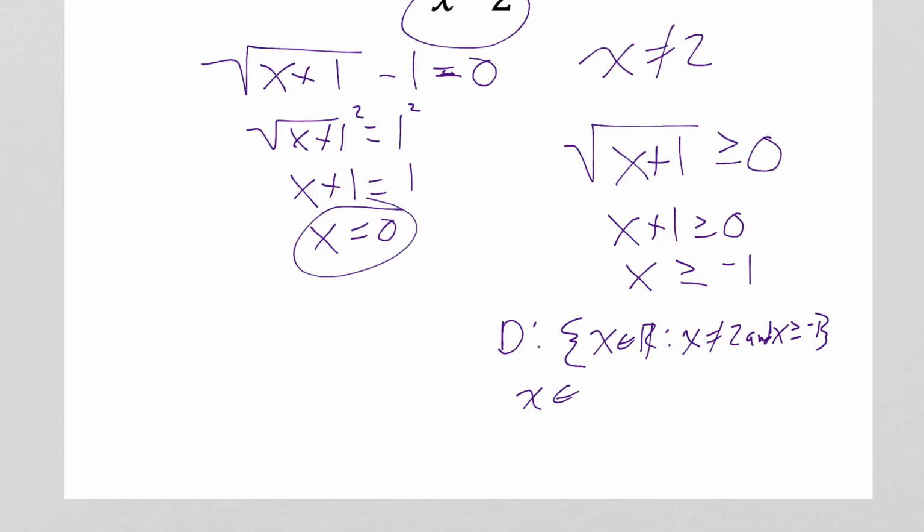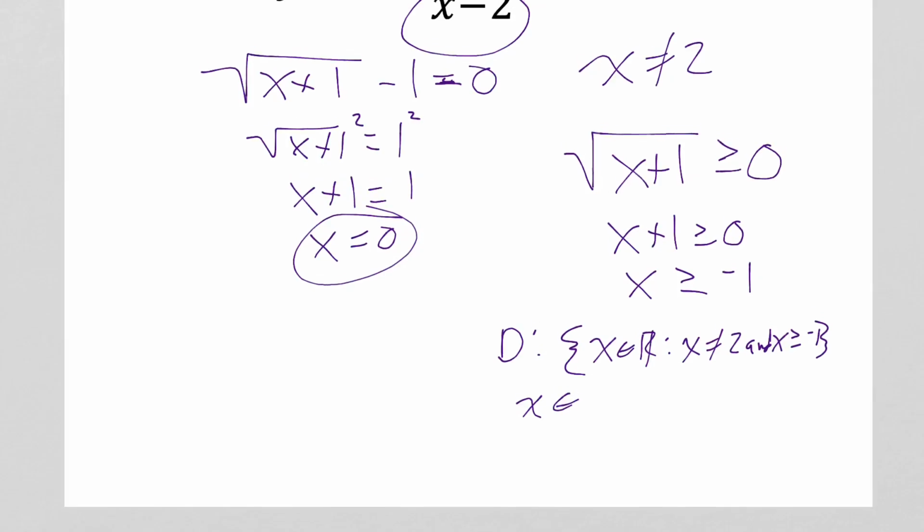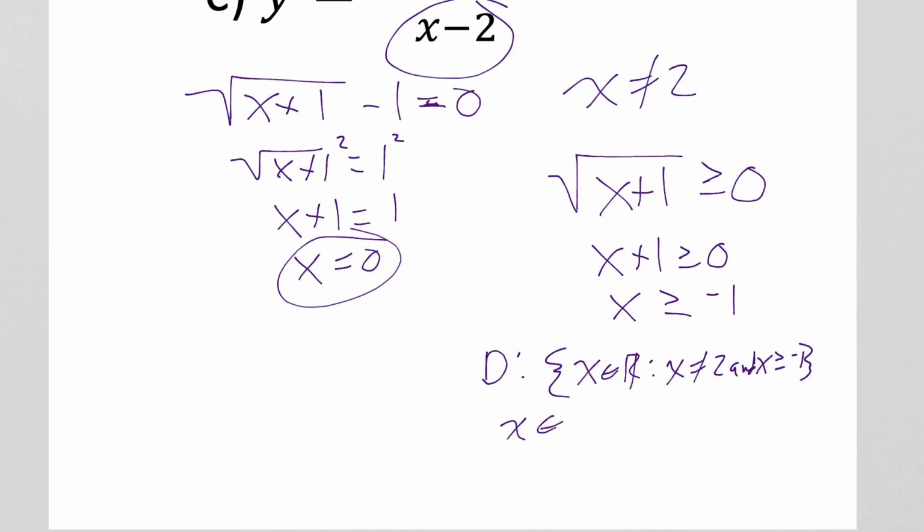X is in the interval. I know I have to be greater than or equal to negative 1, yet I cannot equal 2, so I'm going to be starting at negative 1. I'm going to be continuing up until 2, but not including it, union that with the set starting but not including 2, and going on until infinity. And there you should have it.